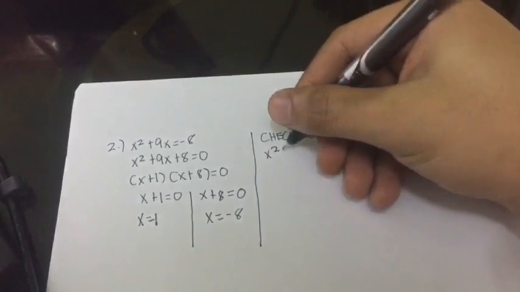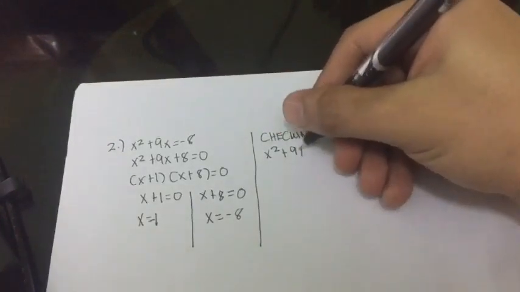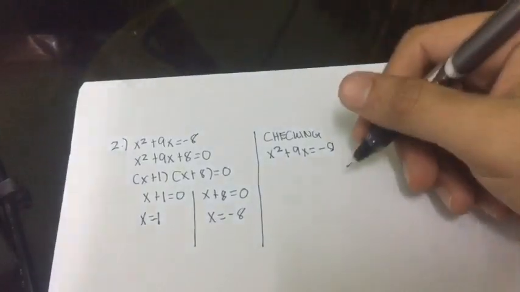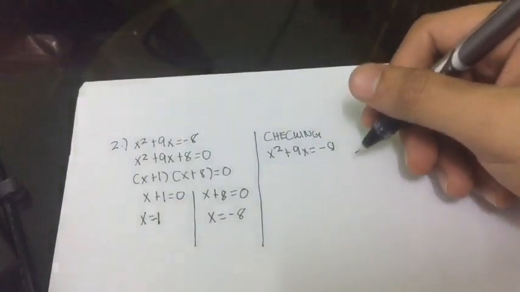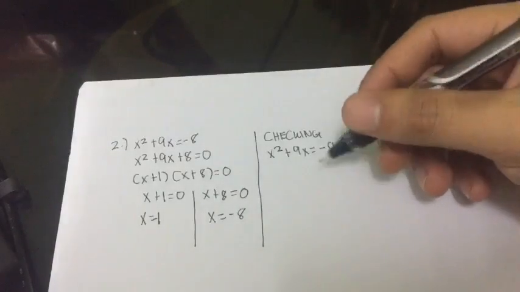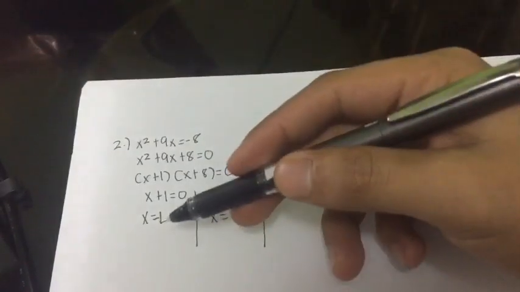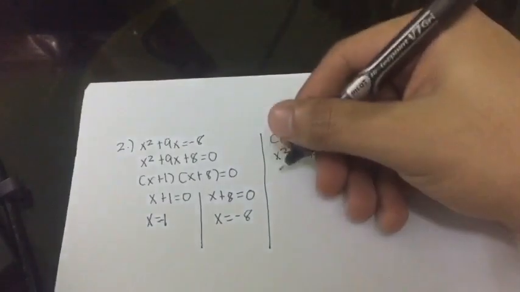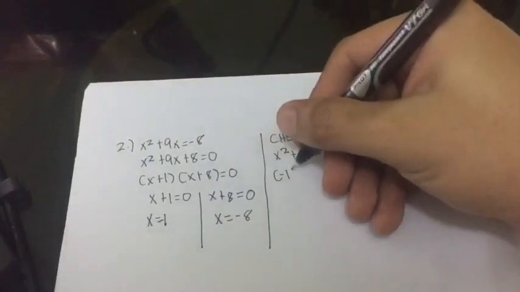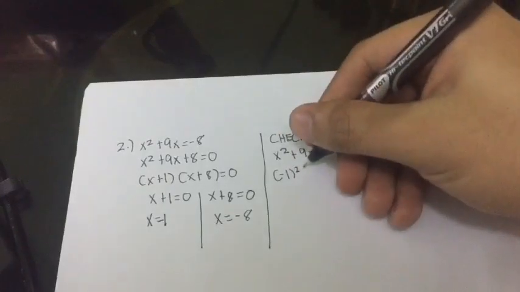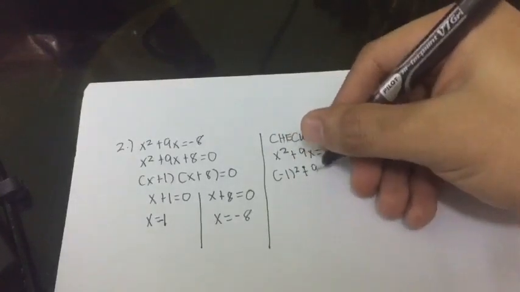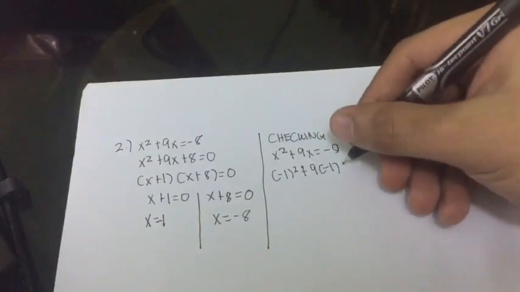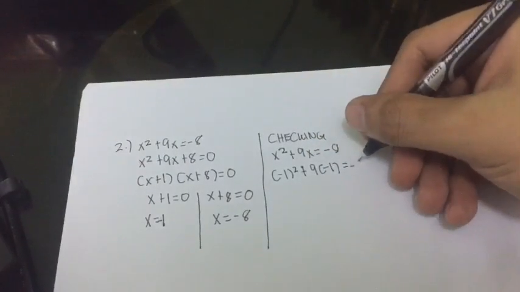x squared plus 9x equals negative 8. And substitute the negative 1 to all x. So negative 1 squared plus 9 times negative 1 equals negative 8.